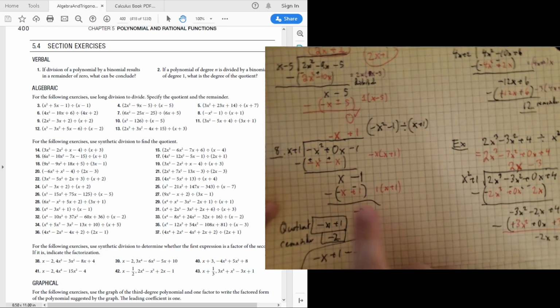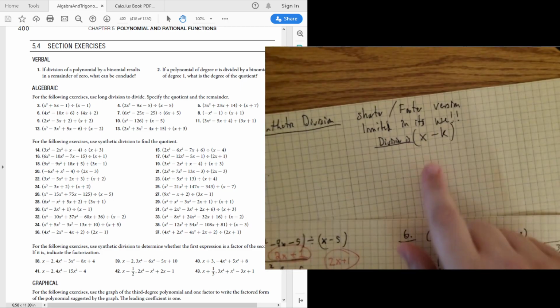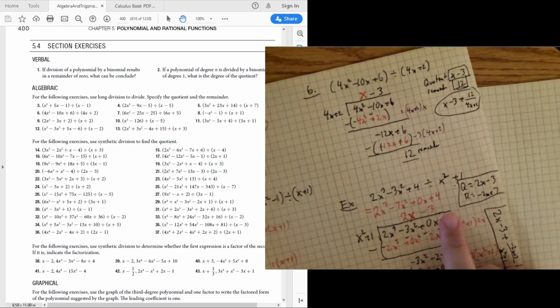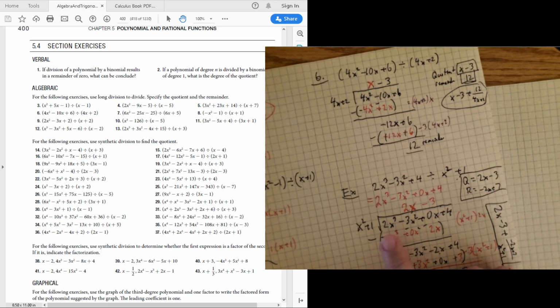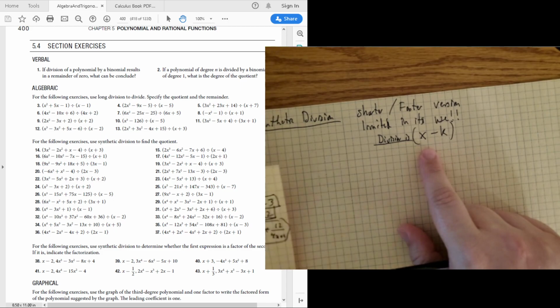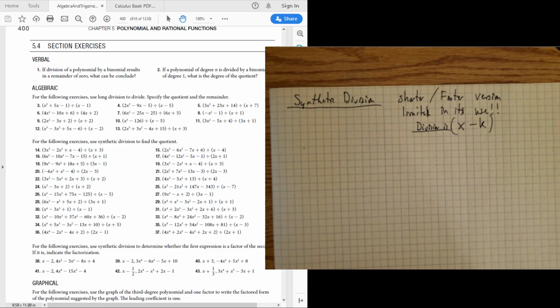Same thing on number 8. 8 could do it because we have a 1. In this case, my k would be negative 1, because remember, it's negative k in the formula, so if it's plus 1, it would have to be negative 1. Whereas in this example, it can't be done at all because notice it's x squared plus 1. This requires k and x by itself. So synthetic division is very, very, very limited.